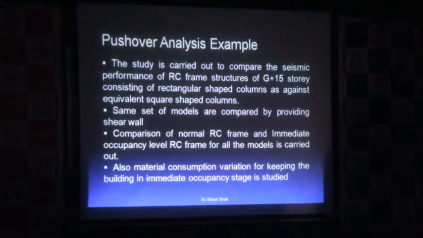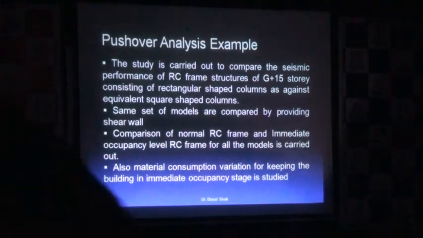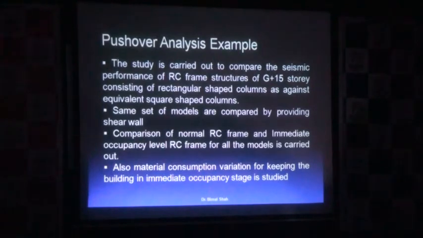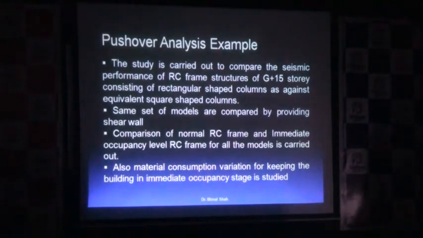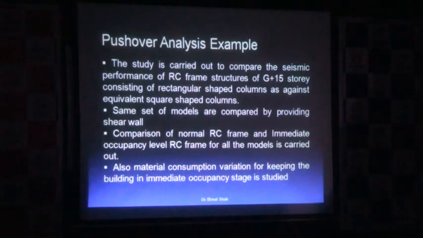It is a ground plus 15-story structure which we had taken up for study purposes, without any shear walls. There were 2 models which were tested, one with shear walls, another without shear walls. In one model we used only rectangular columns, and in the other model we used equivalent square columns. That is, square columns using the same material as the rectangular ones, because we wanted to compare the performance of rectangular columns versus square columns.